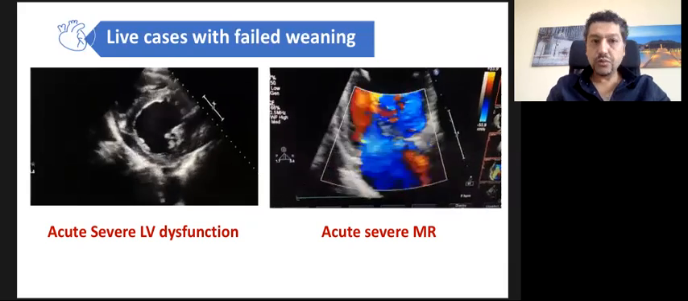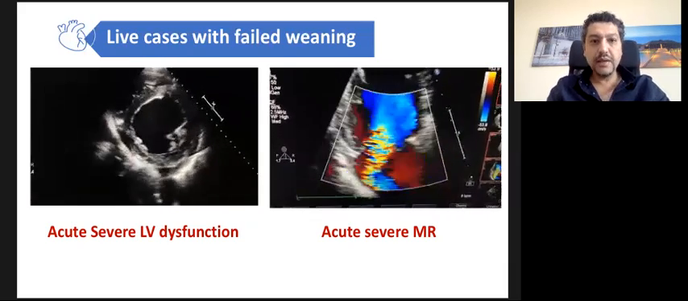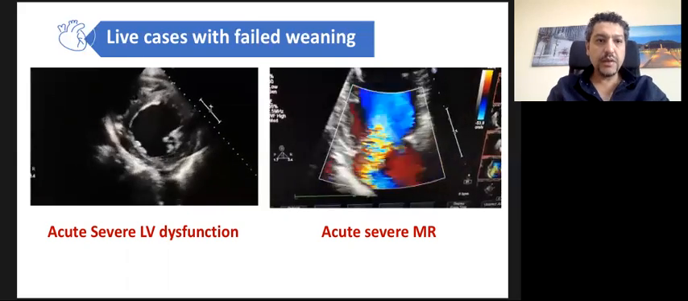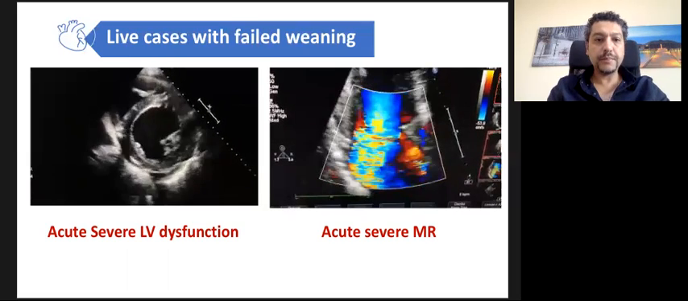That patient will surely fail the weaning if started prematurely, before stabilizing the cardiac status. That means he has to be on inotropes. Cardiac function should be stabilized first before we start the weaning process.